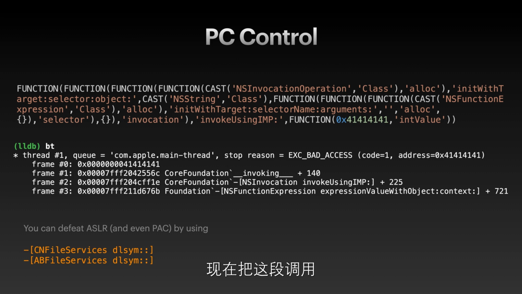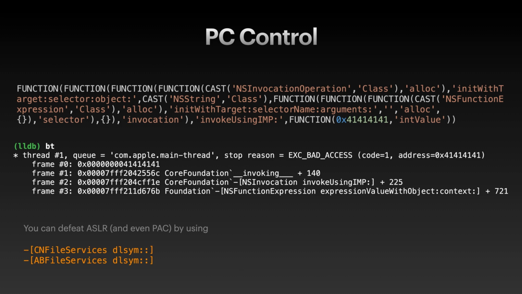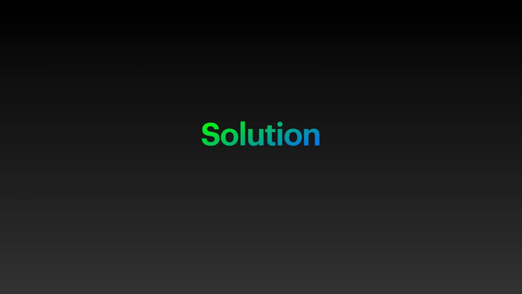Now translate this series of code to an NSExpression. As you can see, we successfully take control of the program address to point to 414141. We can also defeat address randomization and even PAC by using the following functions, which simply call dlsym. Now it's time to solve the challenge.